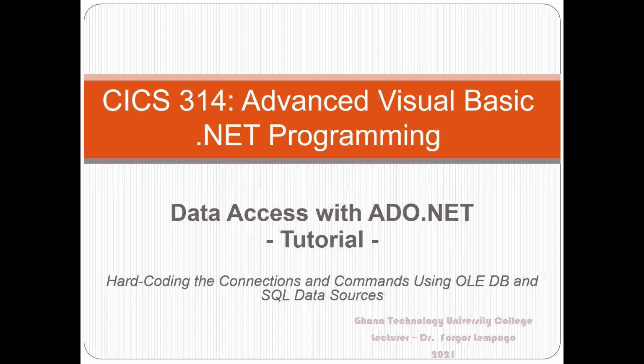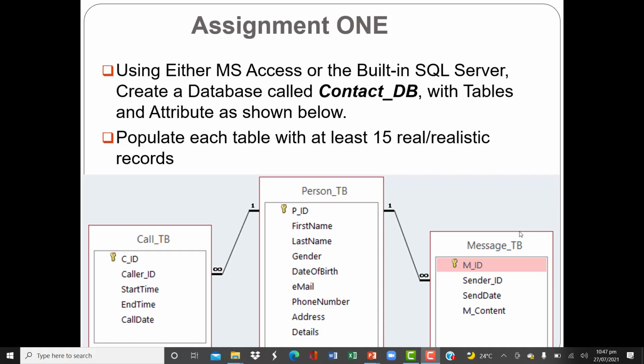So from our assignment that we took home, I think 2 weeks ago, at least everybody should have a database of a certain schema that was created either in Access or in SQL. In fact, in this database, we are supposed to have 3 tables. The database is supposed to be, I think, contact DB. Then the tables would be persons TB, then we will have calls TB, and then we will have messages TB.